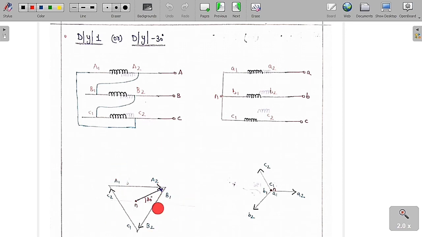These are the line voltages, but for the phase voltage, keep a neutral point here and take a line from here to the A2 point. This is called the phase voltage of the HV winding. So this angle is 30 degrees.